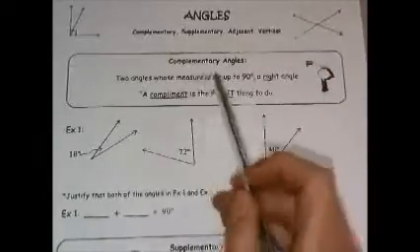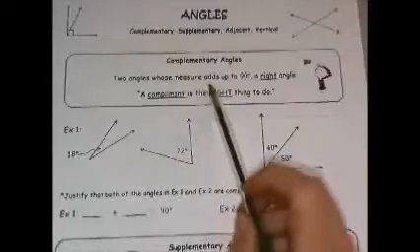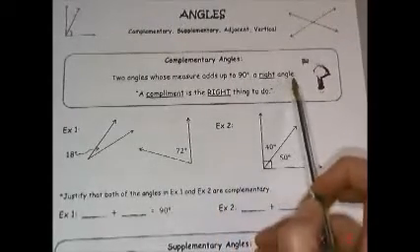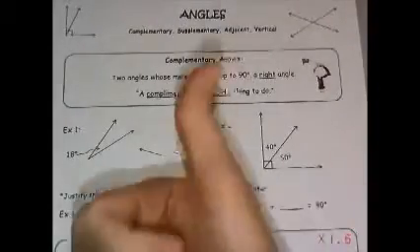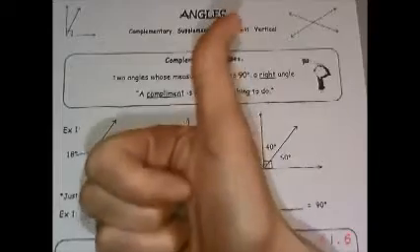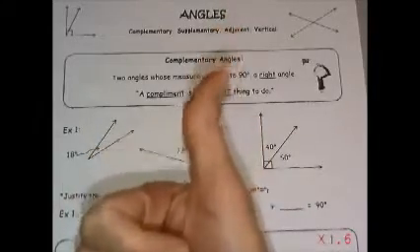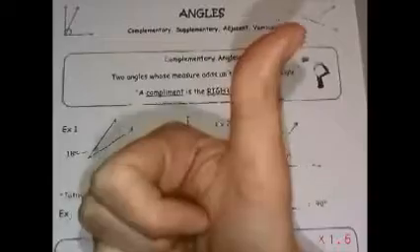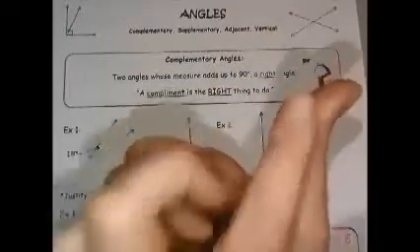Complementary angles are two angles whose measures add up to 90 degrees, or a right angle. A compliment is the right thing to do. I think of a teacher giving you a thumbs up. That is a compliment. They're saying, hey, you're right. When they compliment you that way, they're giving you a right angle.